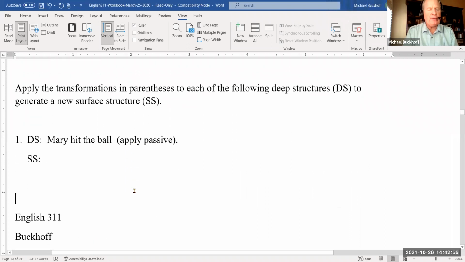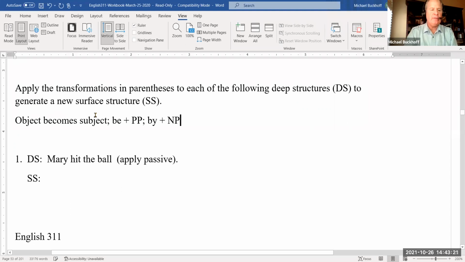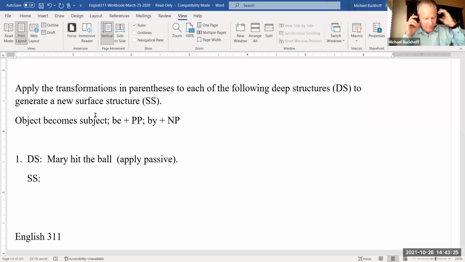Now let's do some practice. Remember, we're going to take the steps. Remember the steps. Object becomes a subject. We'll say the be plus the past participle, and then by plus a noun phrase. Remember those things. So let's take a look at sentence number 1.